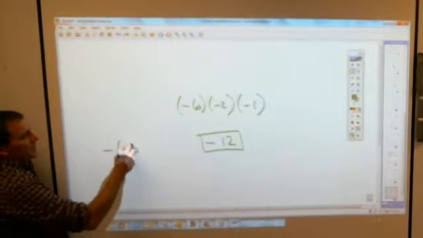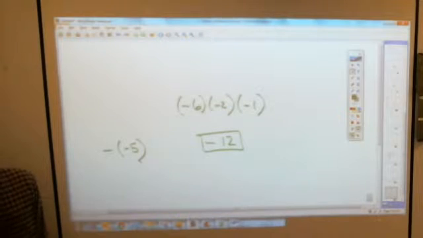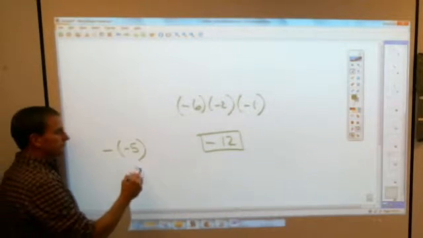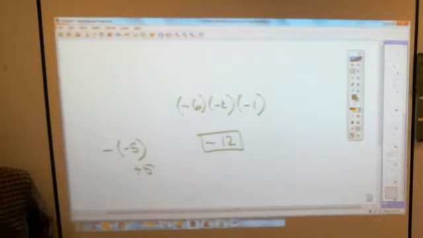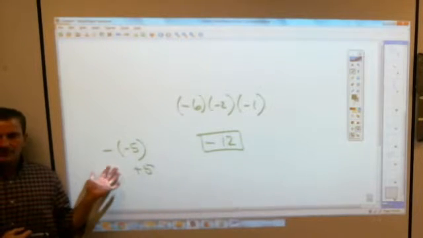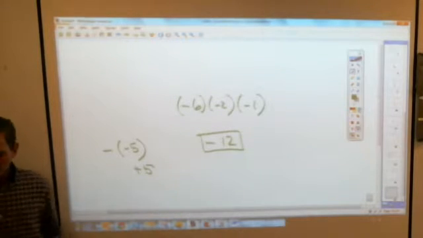Negative 5. How many negatives do you see there? 2, which means my answer is going to be positive. Okay. Please understand and know a subtraction sign is a negative sign. Don't get those confused. Subtracting and negatives, all the same deal.